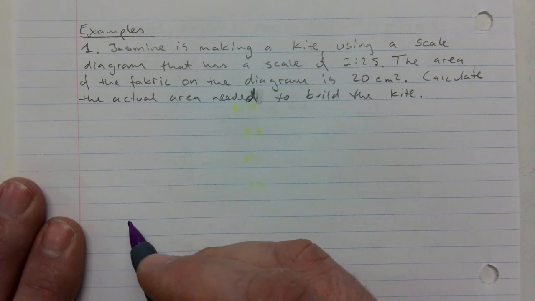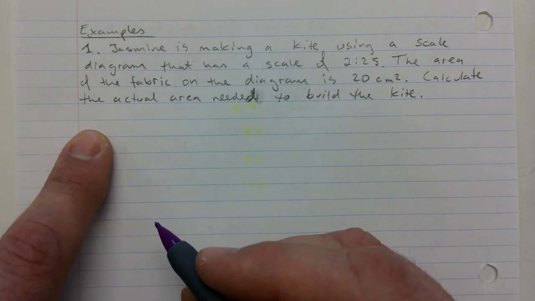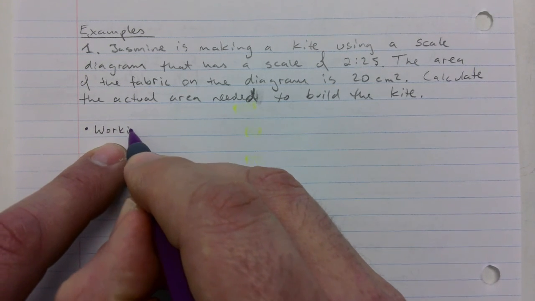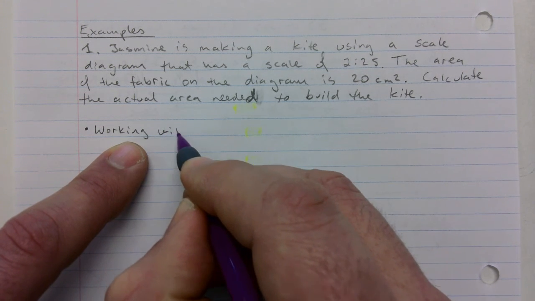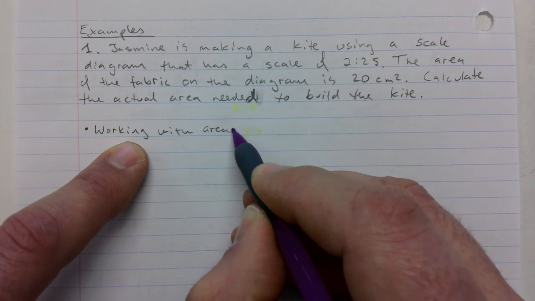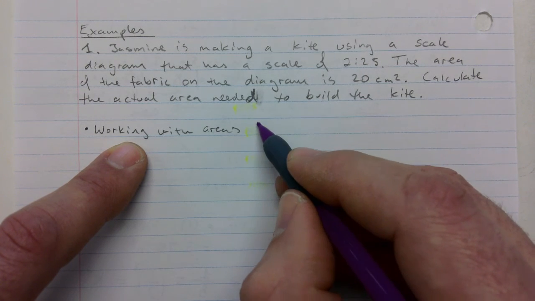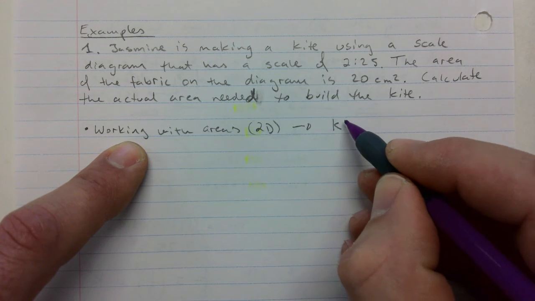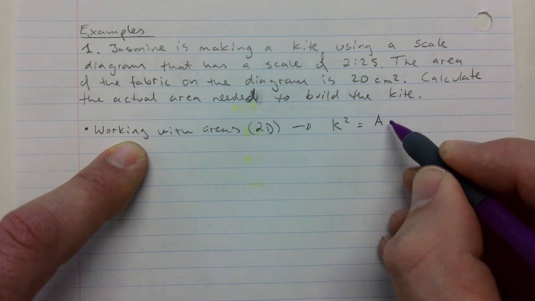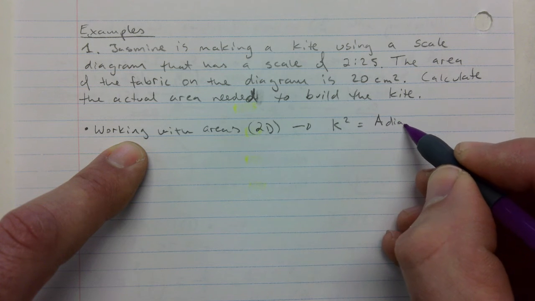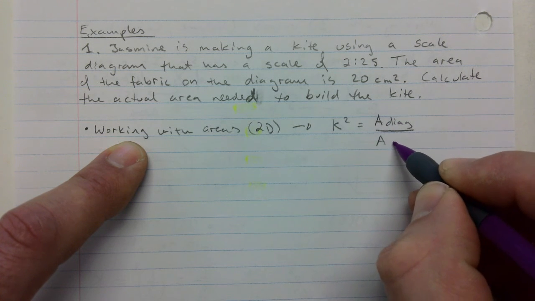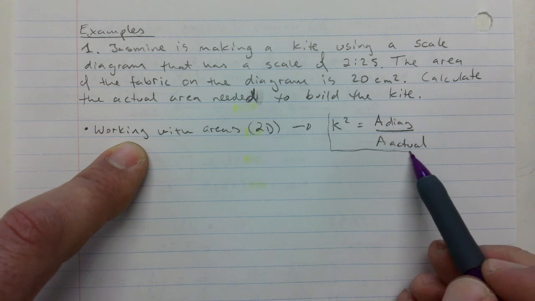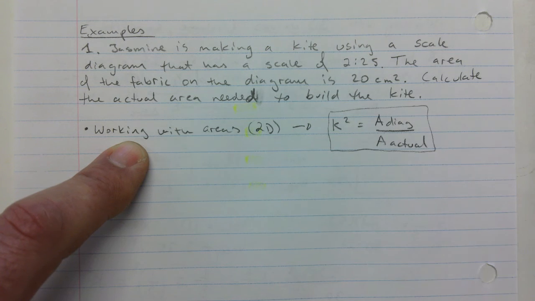Okay, so a couple of things to note. You're working with areas. So that's 2D, right? So you're going to have to refer to area of, in this case, it's probably better to use diagram, area of actual. So this is where you would want to go. Emphasis on the k squared.